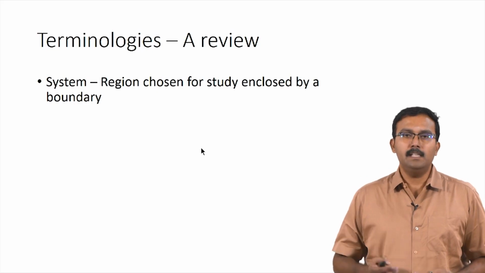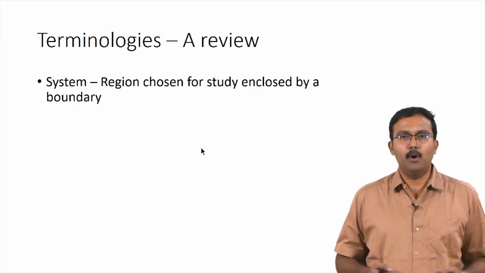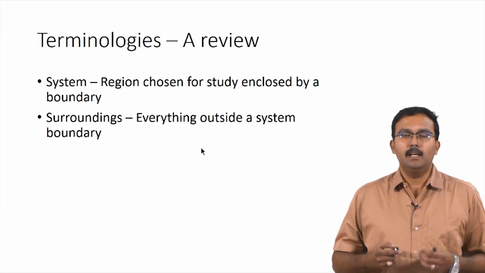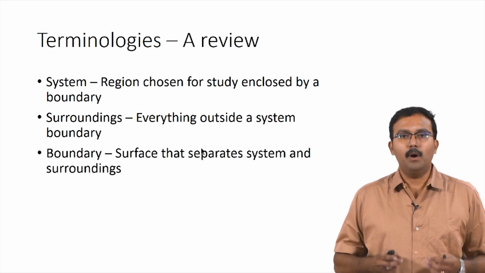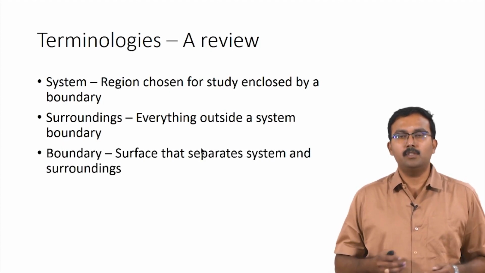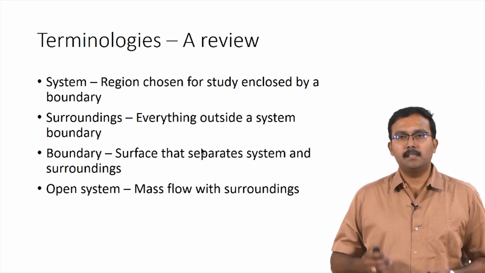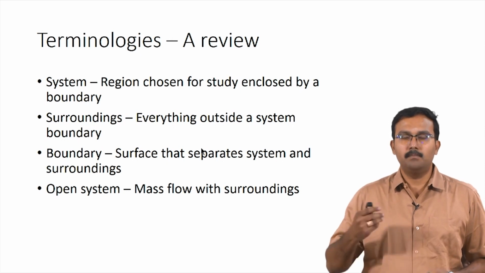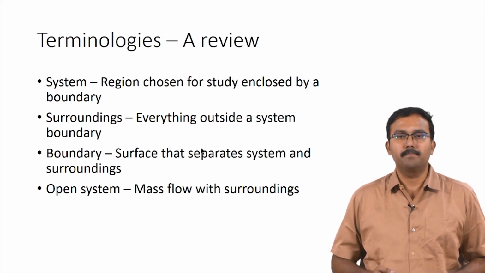System is a region which is chosen for study and it is enclosed by an arbitrary boundary which we choose. Surroundings is everything that is outside the system boundary. Boundary is the surface that is drawn to separate the system and the surroundings. Open systems are systems where you have mass crossing the system boundary, therefore there is mass flowing from the system to the surroundings or vice versa.